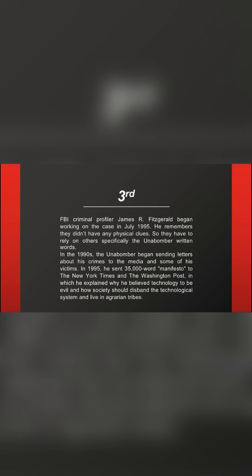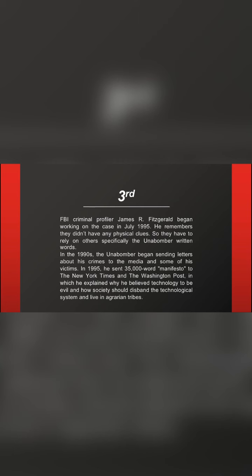FBI criminal profiler James R. Fitzgerald began working on the case in July 1995. He remembers they didn't have any physical clues. FBI labs revealed, for instance, that the bomber ripped the skins off batteries to make them untraceable. He also avoided commercial glue and instead made his own epoxy by melting down deer hooves. Fitzgerald said that of course, there are no fingerprints, no DNA, nothing like that. So they had to rely on other things, specifically the Unabomber's written words.